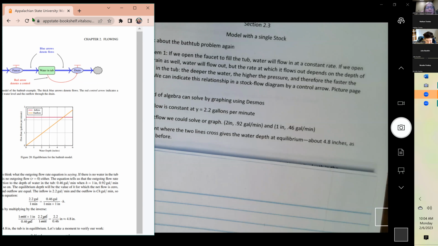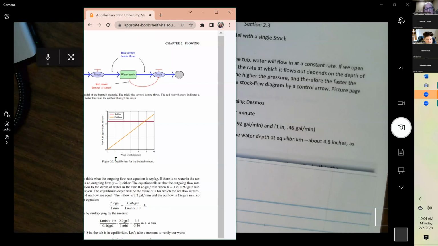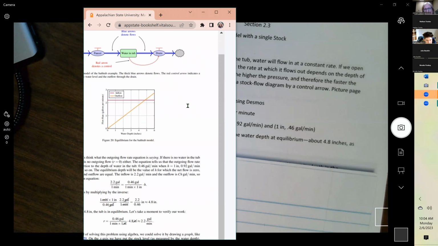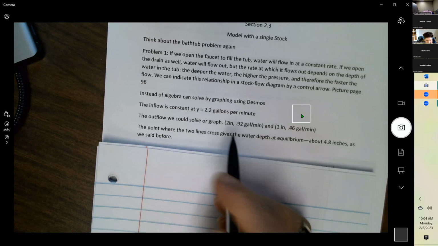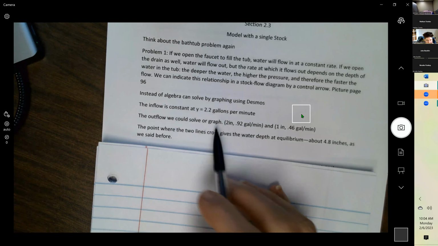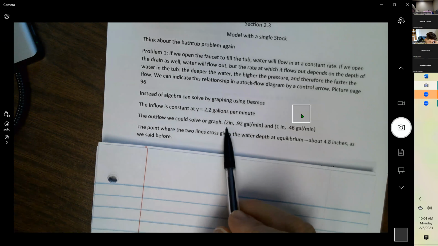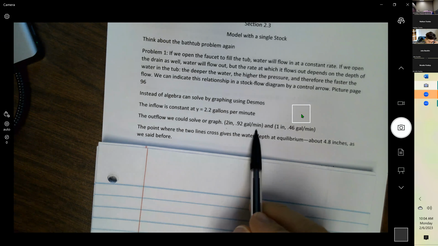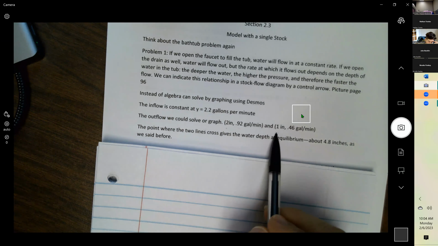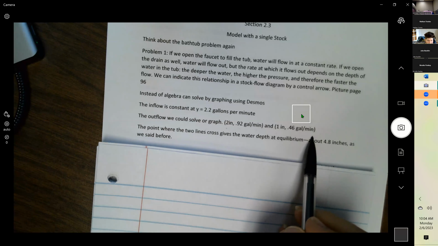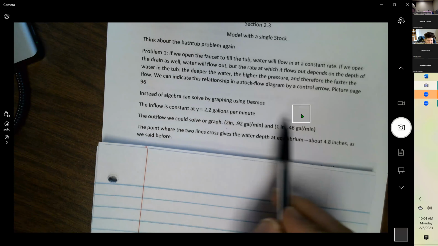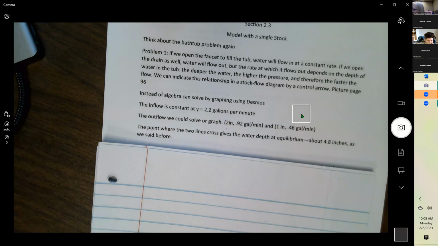But it's in the problem. They told us this was the flow. And then the outflow, when there are 2 inches in the bathtub, is flowing at a rate of 0.92 gallons a minute. And when there's 1 inch left in the bathtub, it's 0.46 gallons per minute. So we could find an equation from this.